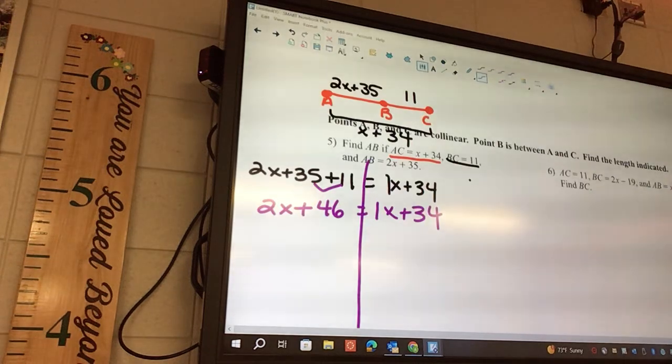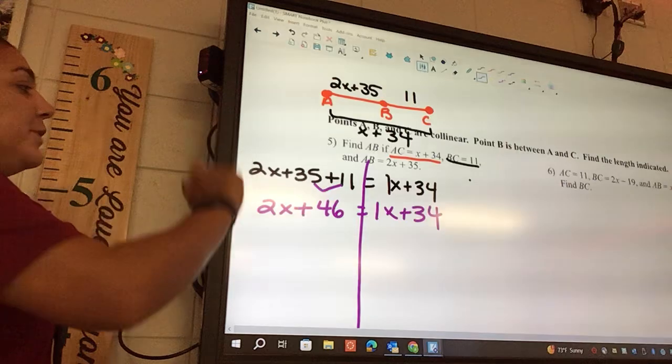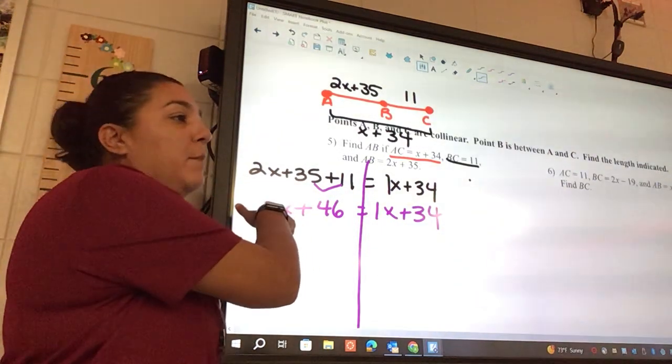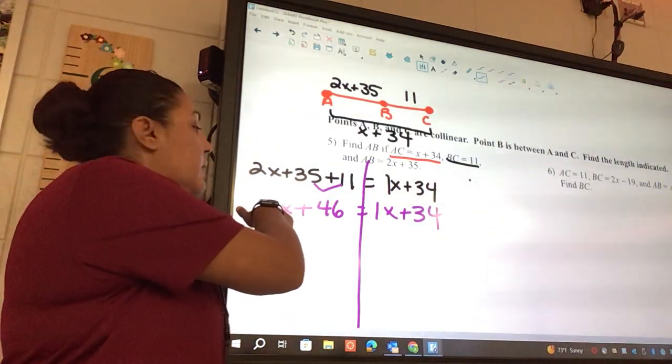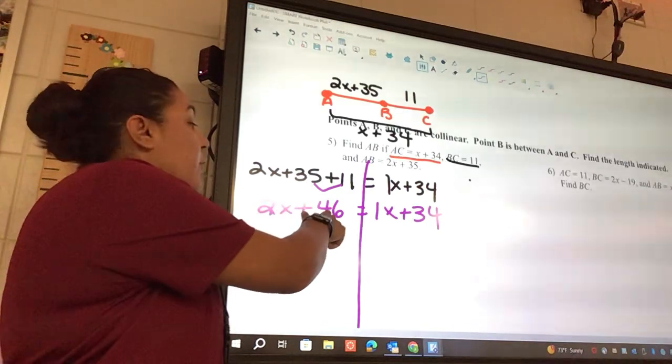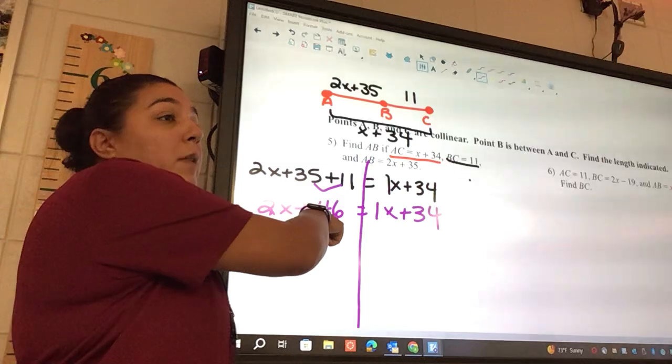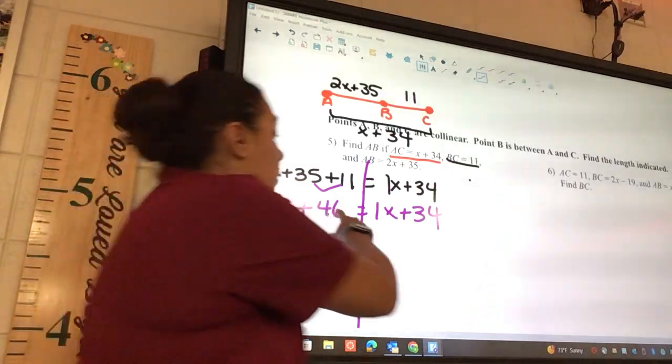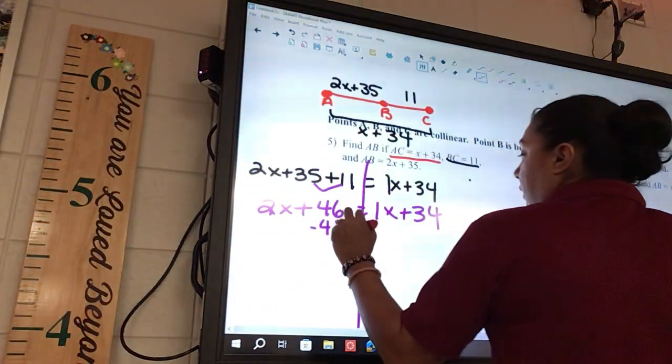Okay, and again, we're going to move our letters to the left and the numbers to the right. So start asking yourself, 2x, is that a letter or a number? It's a letter, so does it need to be moved? No, it's already on the left. 46, is that a letter or a number? Number, so it needs to be moved. And where's it going to go under? Under the 34, good.